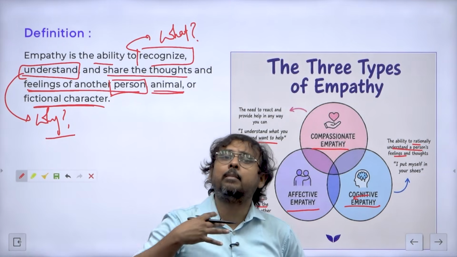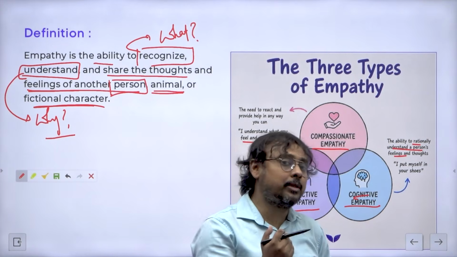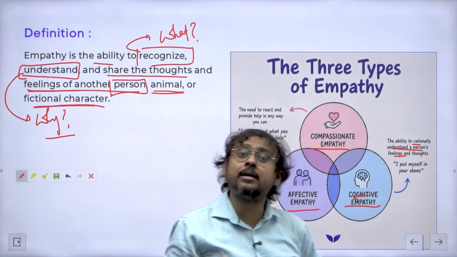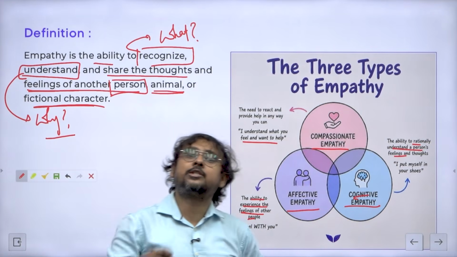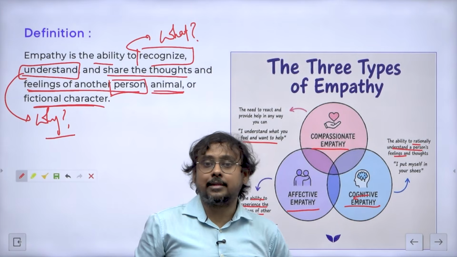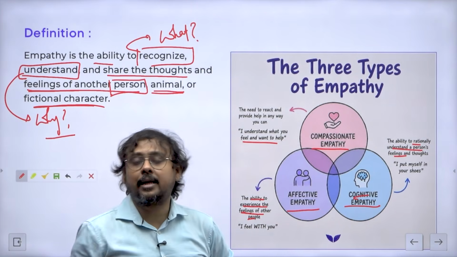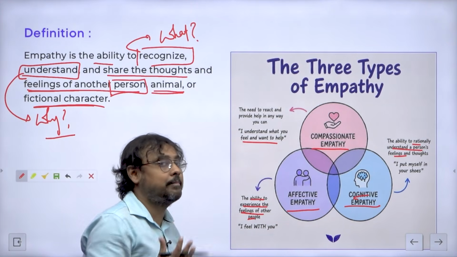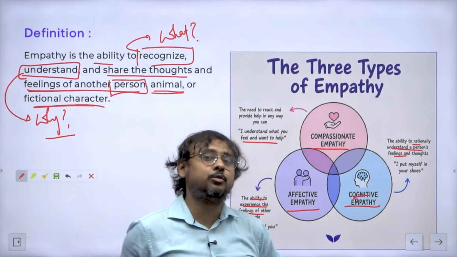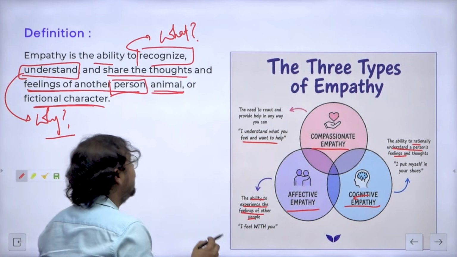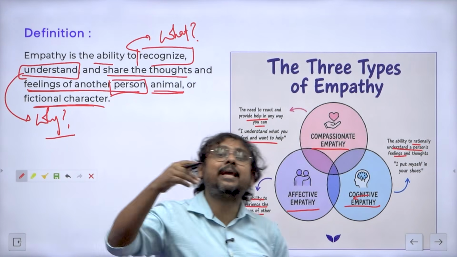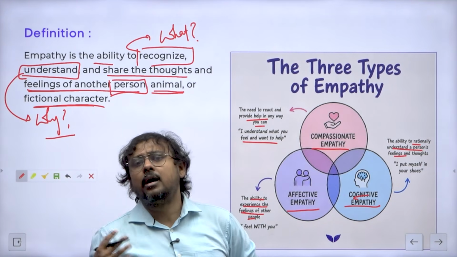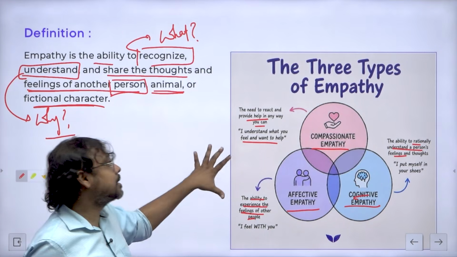If somebody is sharing their pain, you just sit with that particular person and hear him or her, right? That is also an action towards that particular person. That is also a very empathetic attitude. That is also compassionate empathy, that you're lending your ears to her or him, right? So the need to react and provide help in any way you can so as to mitigate that particular person's problem, right? So these are the three types of empathy.